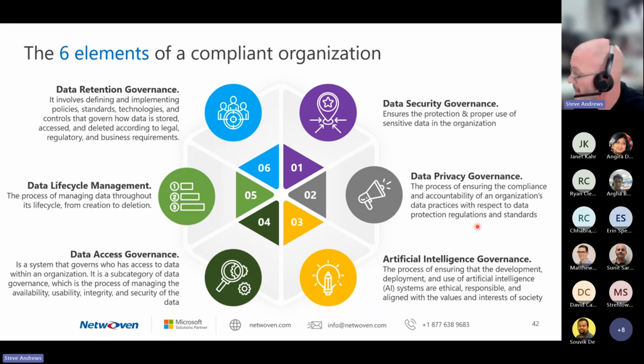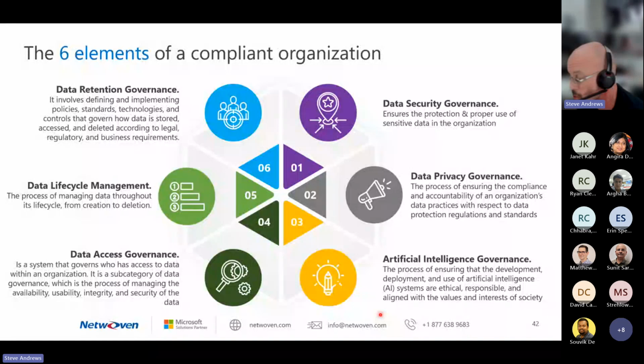And our third one, which is, of course, more of a newer element, is our AI or artificial intelligence governance. And again, making sure that both development, deployment, and use of AI tools and systems are, as we're saying here, ethical, responsible, and aligned with the values and interests of society around us. So not just our own organizational values, but with our community around us as well.